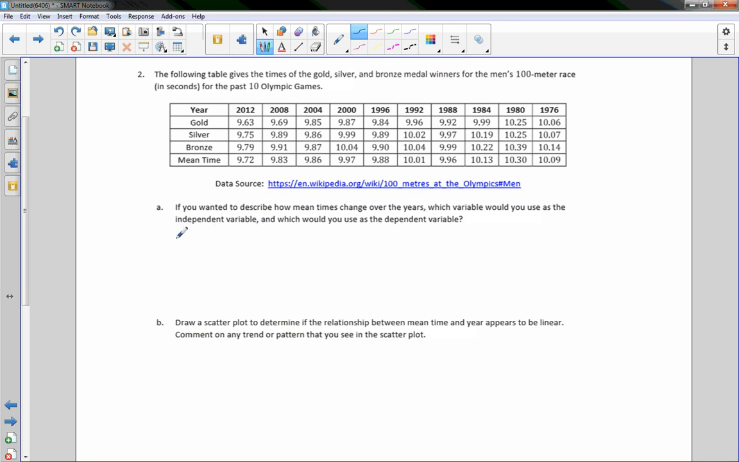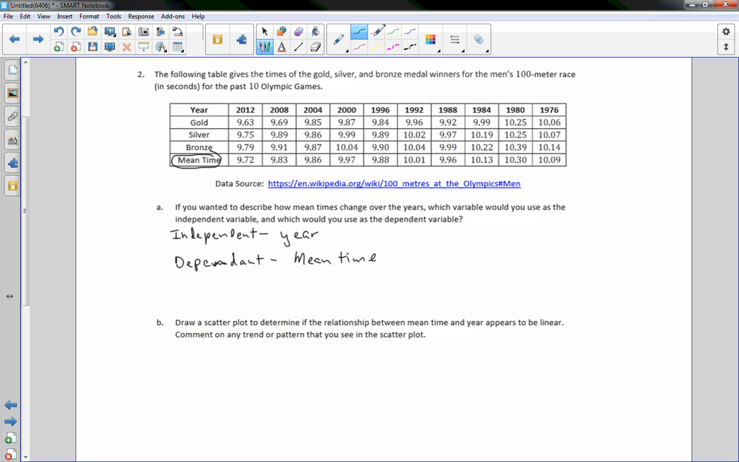So independent would be the year, and dependent would be the mean time. So it depends on the year what your mean time was. Mean time does not determine year. The year determined the mean time.